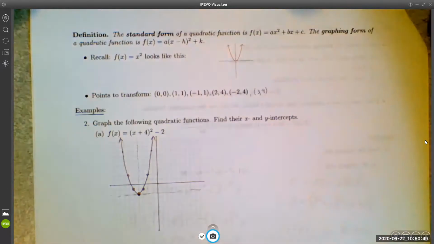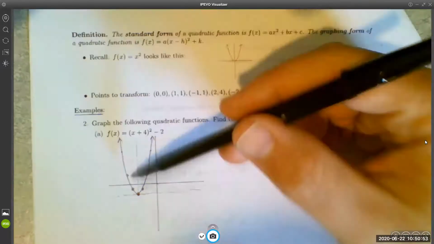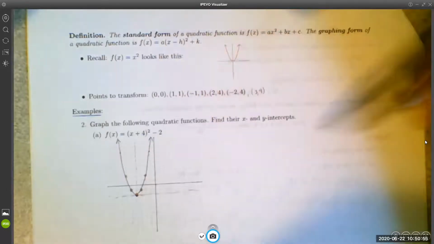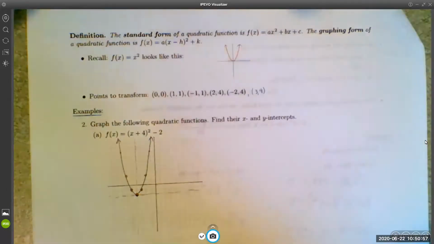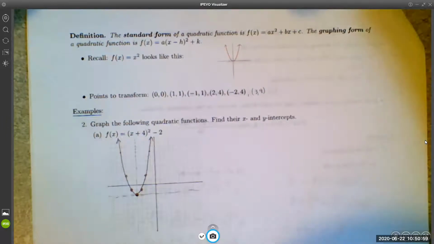Okay, so that's what that function looks like. So there's the graph of the function. We're also asked to find the X and Y intercepts. That's not something that you have to do to graph a function, but it's something you should know how to do if you're asked to do it. So let me show you.